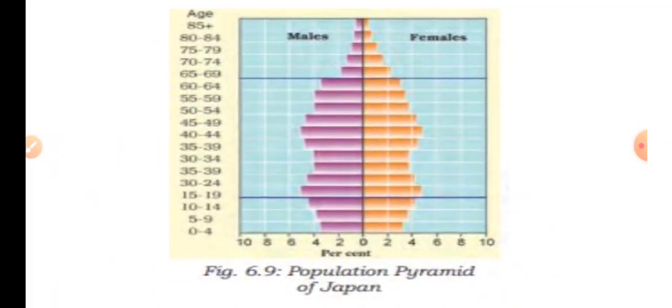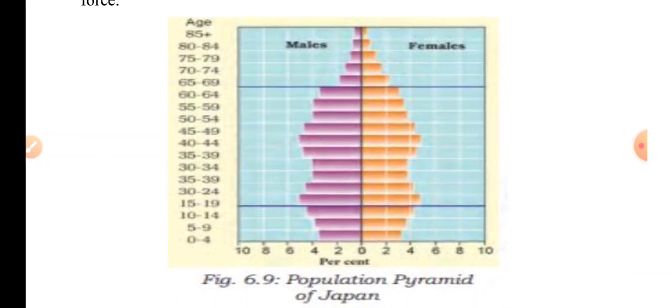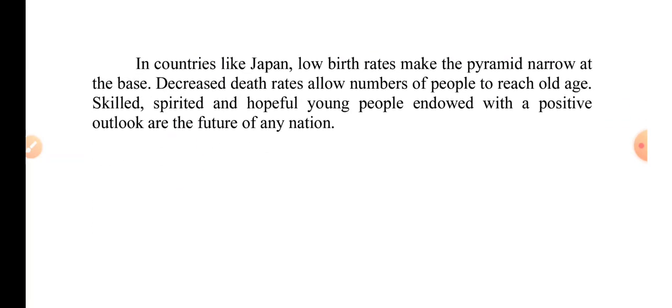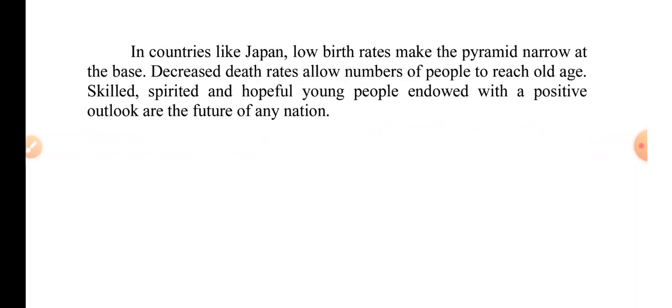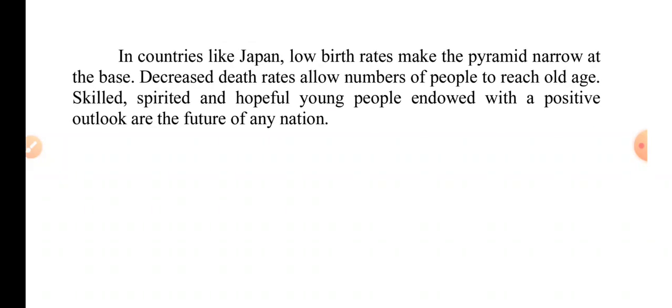And this is the population pyramid of Japan. Okay, let's continue. In countries like Japan, low birth rates make the pyramid narrow at the base. A decreased death rate allows larger numbers of people to reach old age. Skilled, spirited, and hopeful young people endowed with a positive outlook are the future of any nation.